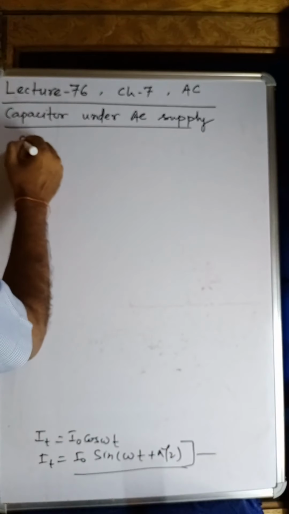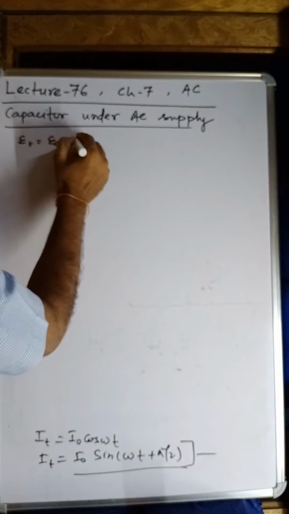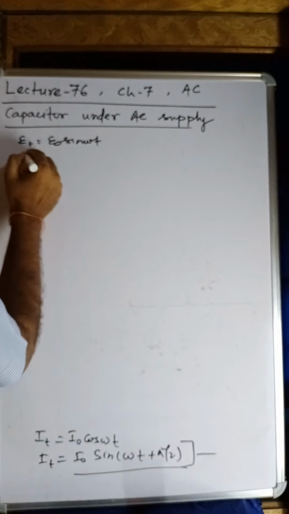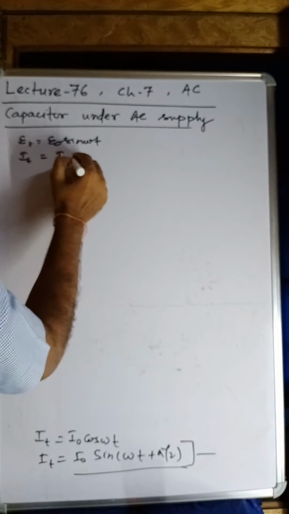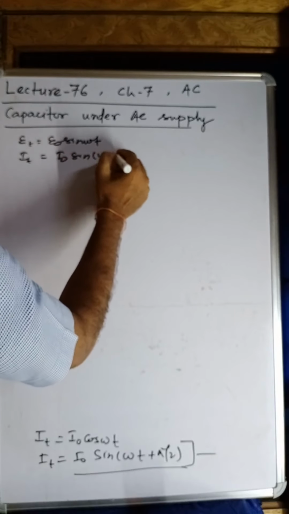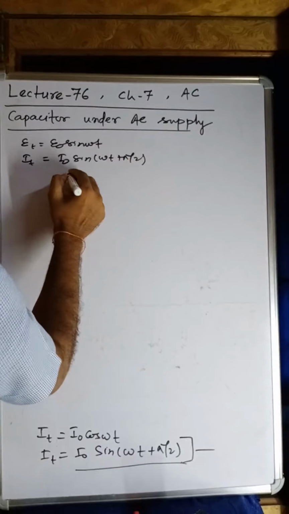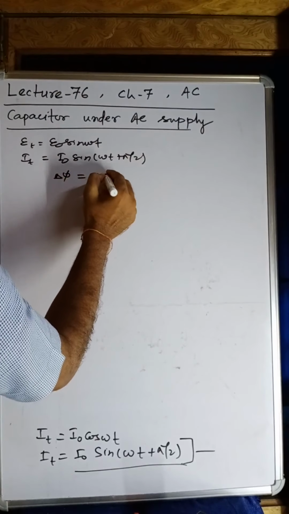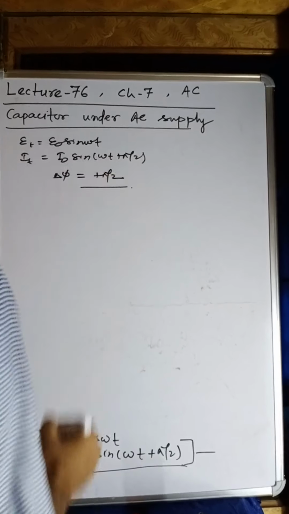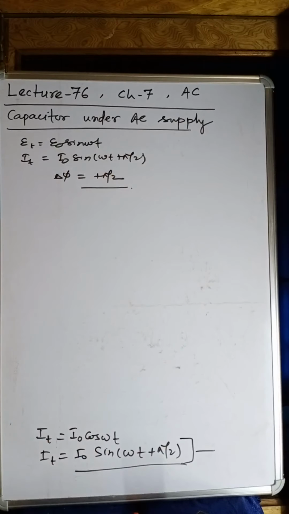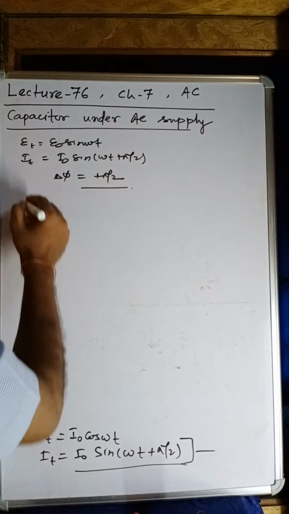Here, E(t) equals E naught sine omega t, I(t) equals I naught sine omega t plus pi by 2. So the phase difference you can write as plus pi by 2. Okay, for which circuit? For the capacitive circuit. Now we are going to draw the phasor diagram, but before that we will calculate the instantaneous and average power.